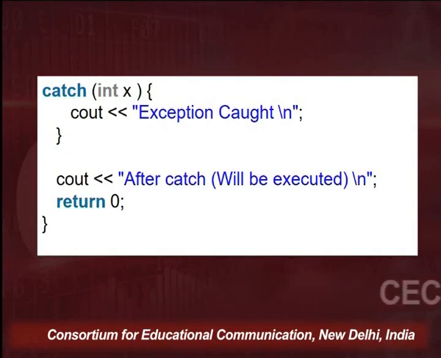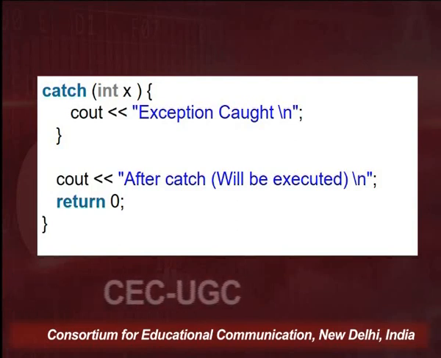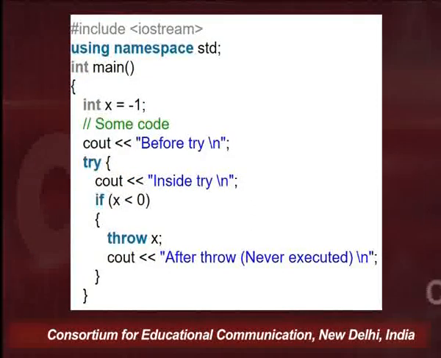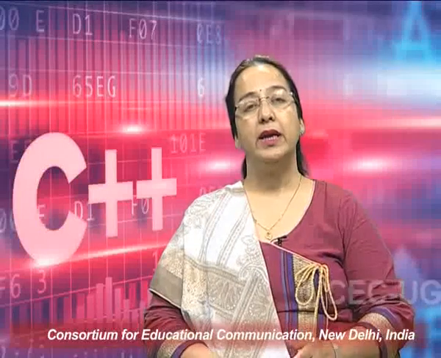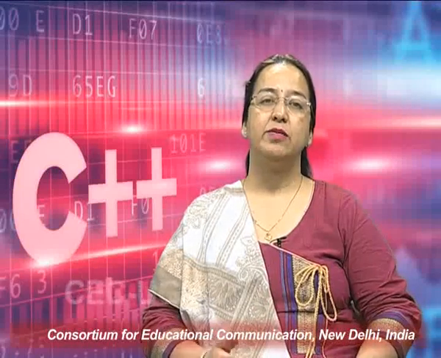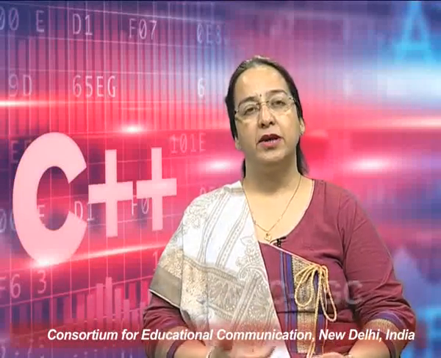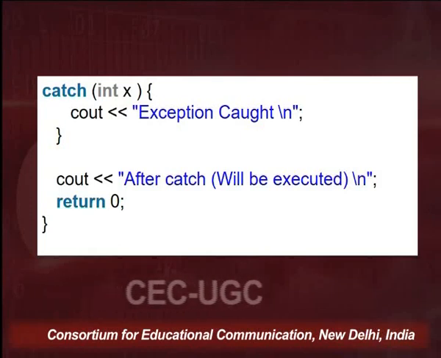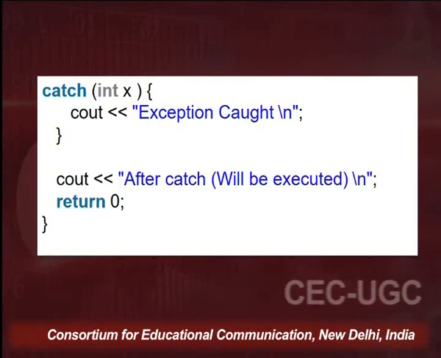catch statement, and here the parameter of the catch is of type integer, because only then will the throw statement, which is throwing an exception of type integer, be handled properly by the corresponding catch statement. We have written catch integer x, and within that cout exception caught, and after that we have written a statement, after catch, which will be executed.